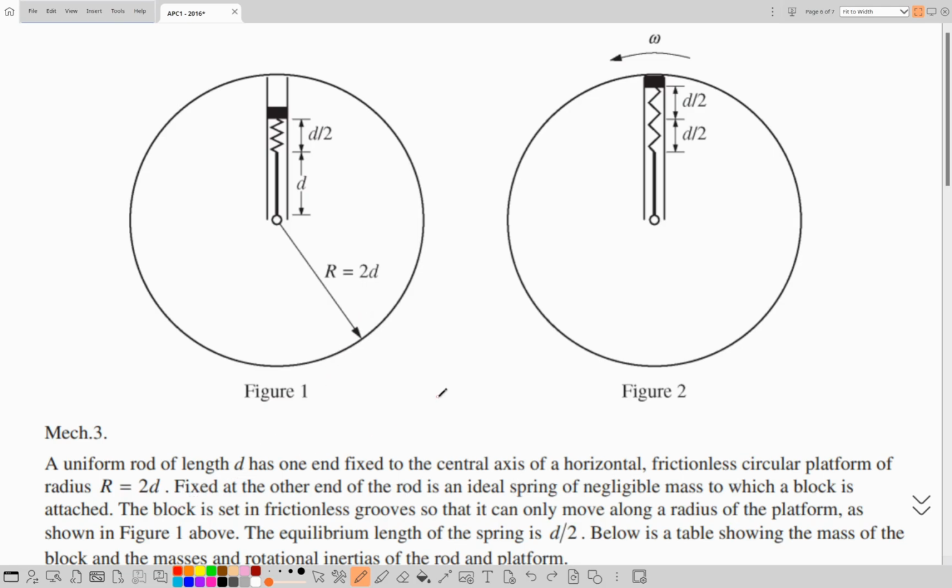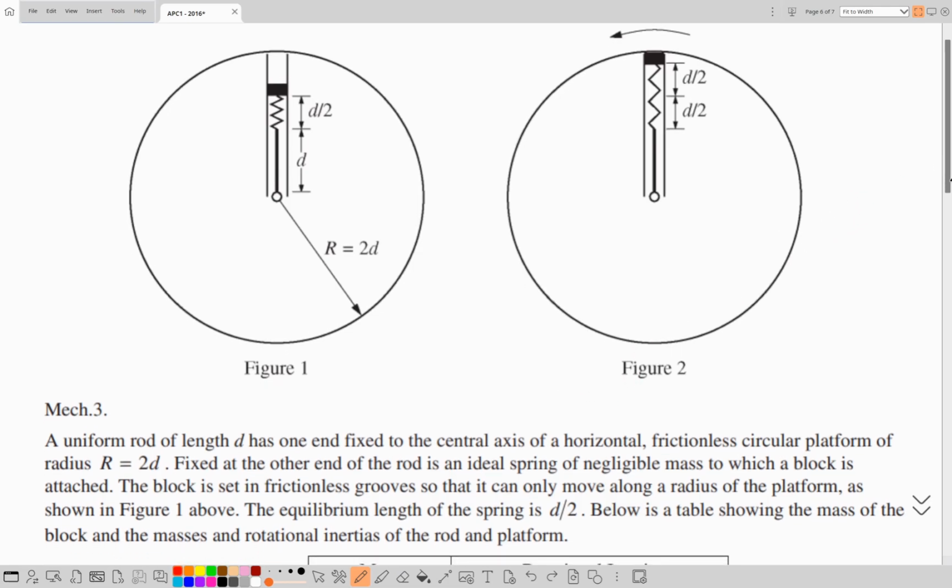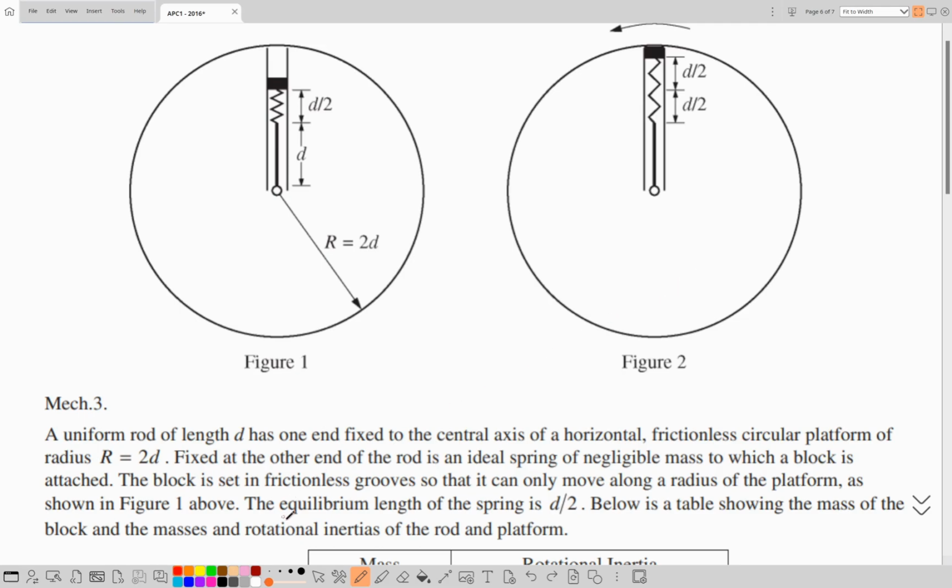The block is set in a frictionless groove so that it can only move along the radius of the platform. This block can move along the centripetal direction as shown here, and there is no friction. So notice the following. This is very important. They have mentioned figure 1, so only restrict yourself now to figure 1. Don't look at figure 2. Whenever they mention figure 2, we're going to look at figure 2.